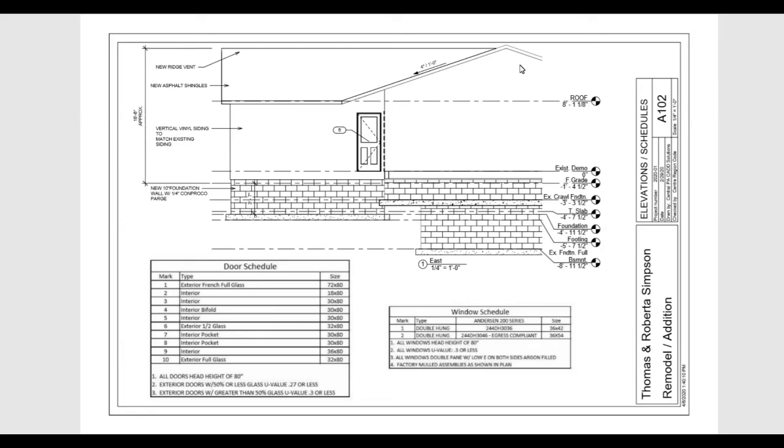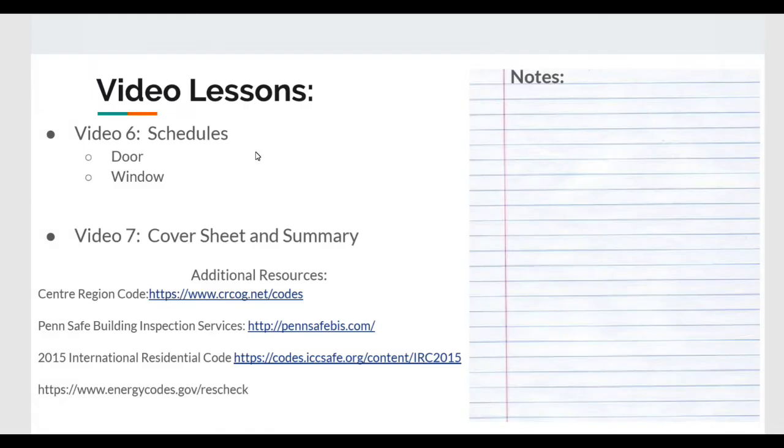In this video, we're going to talk about schedules, specifically door and window schedules. There are all different kinds of schedules. On a commercial set of drawings, very often we'll have finished schedules, door and window schedules, and there's going to be a lot of information on those. So there could be a lot of different things included in the schedules.